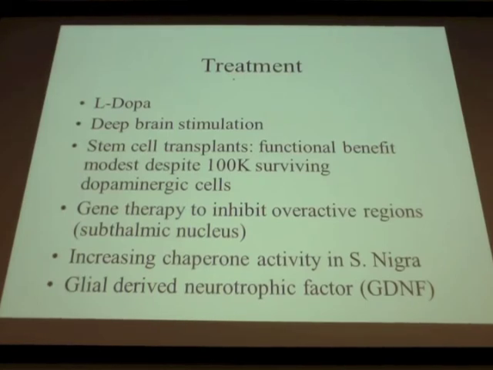Other things people are looking at are research or gene therapy. Maybe if we knew the pathway better, we could increase the chaperone activity. Glial-derived neurotrophic factor has shown some promise in treating people that have Parkinson's disease. But it's still a really, really bad problem that really does not have a cure.